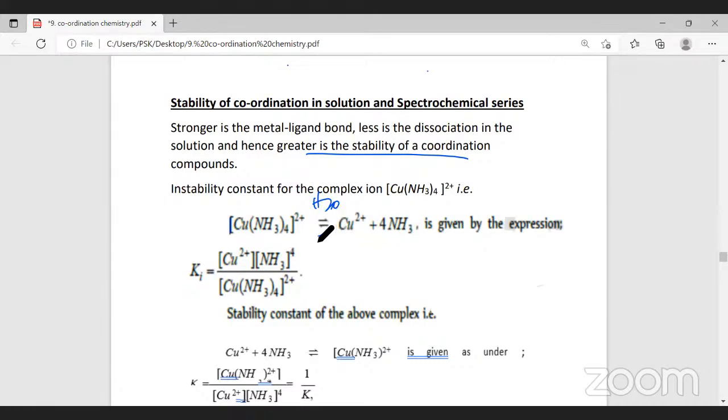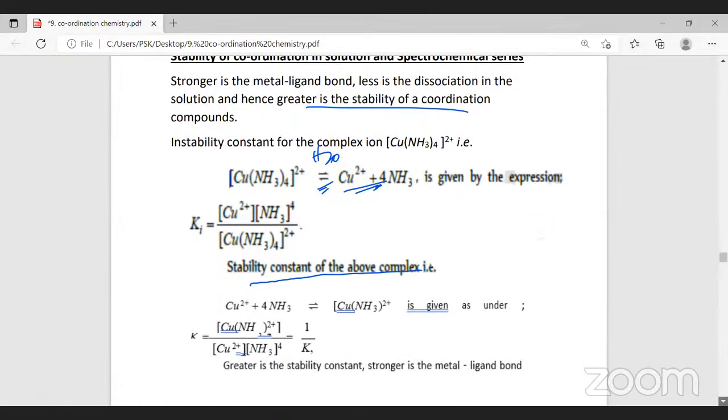Since this equation is in equilibrium, you apply the law of mass action. When you apply the law of mass action, we get Ki. Whatever is on the right hand side goes in the numerator, in square brackets, molar concentration: Cu2+ into ammonia concentration. Since the coefficient of ammonia is 4, we raise it to the power 4. And what is on the left hand side? The left hand side is this complex, [Cu(NH3)4]2+. So the stability constant of this complex is explained like this.